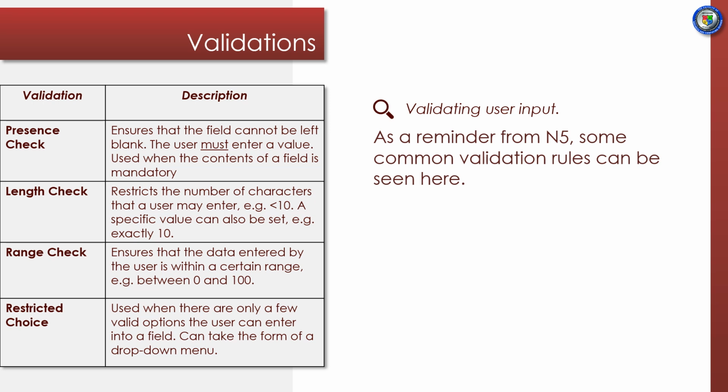We have a range check, which ensures data entered must be within a certain range. So for example, between 0 and 100. That range check will have a lower bound and an upper bound. Lower bound being 0, upper bound being 100. And finally, we have a restricted choice. And this is used to provide the user with limited options. Those options will be valid options and they can be selected from a drop-down menu.